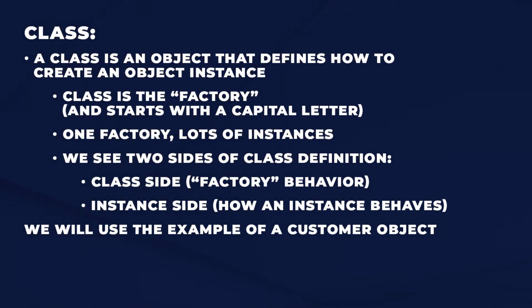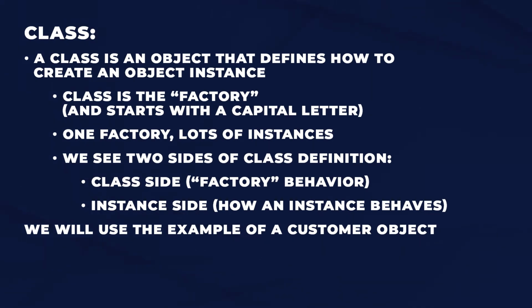I mentioned class. A class is an object that defines how to create an object instance. So there's an instance and then there's the class. So for example, if I have customer, the customer class is like the customer factory. And I'll talk to the factory and create instances of the actual customers. So each customer may have a name, address, and phone number, and each one will be an instance. But the class, the factory, is how I create them.